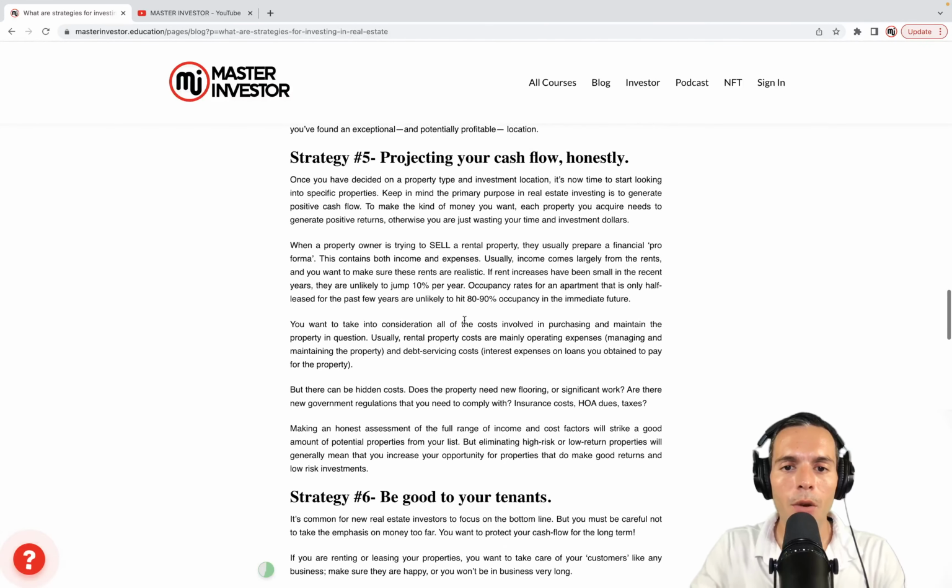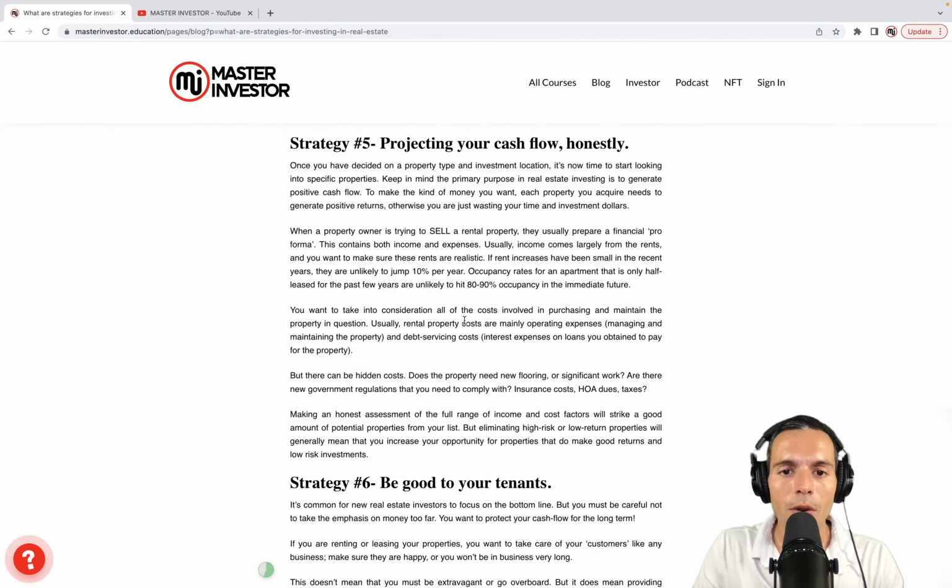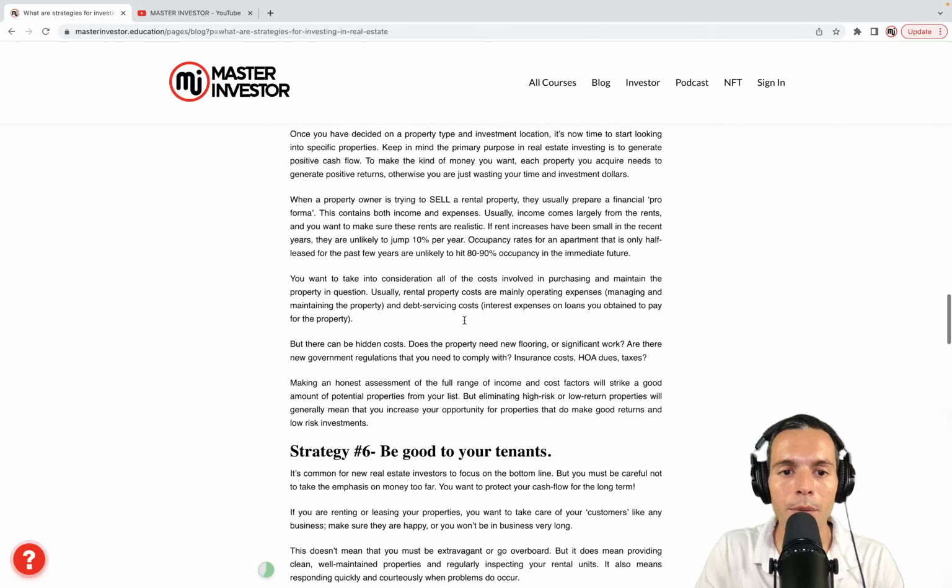Strategy 5. Projecting your cash flow honestly. Once you have decided on a property type and investment location, it is now time to start looking into specific properties. Keep in mind the primary purpose in real estate investing is to generate positive cash flow, aka passive income. To make the kind of money you want, each property you acquire needs to generate positive returns. Otherwise, you are just wasting your time and investment dollars.